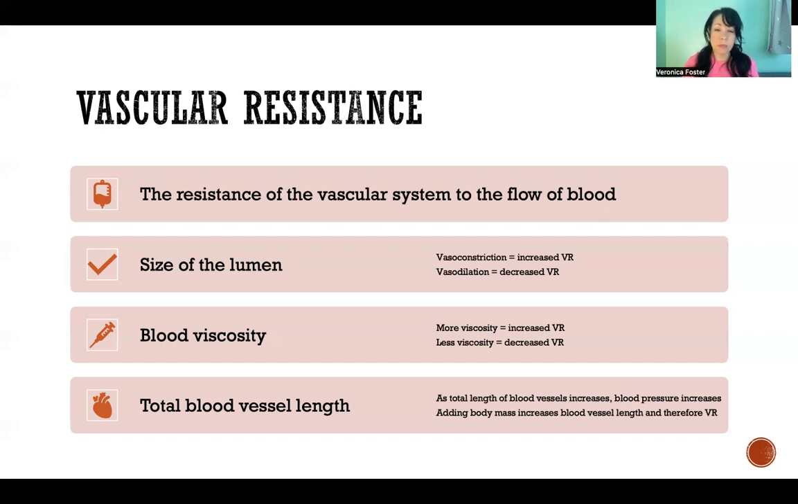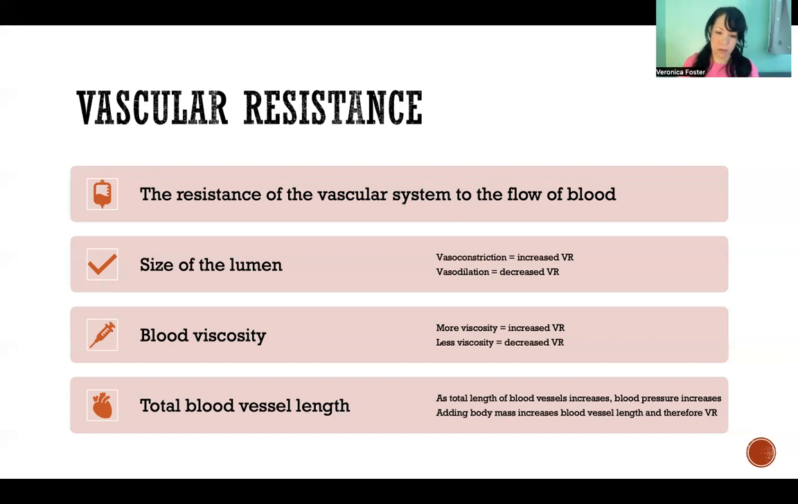Blood viscosity, so how thick is the blood? So the thicker the blood, the more syrupy the blood, that means it's more viscous, that is going to increase the vascular resistance because thicker, more viscous blood is going to increase the friction between the blood and the walls of the blood vessel. So that's going to resist the flow of blood. If the blood is less viscous, so more watery, less syrupy, less thick, that's going to decrease the amount of friction and therefore decrease the vascular resistance.